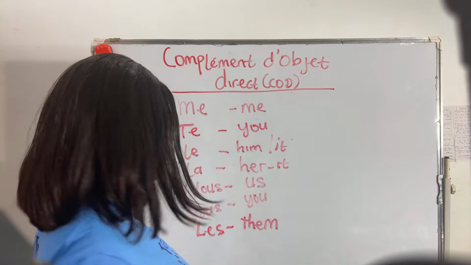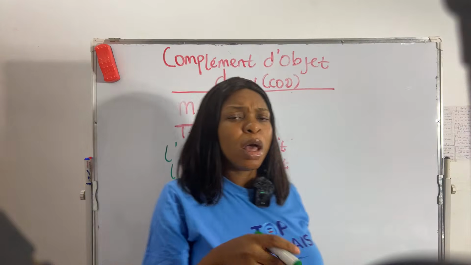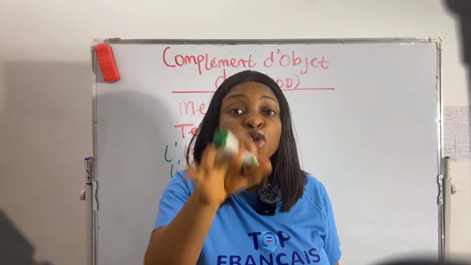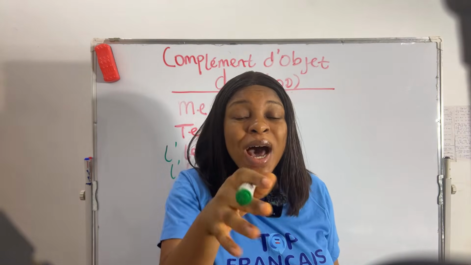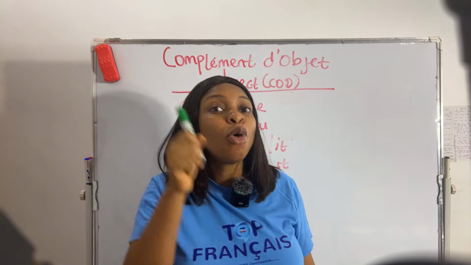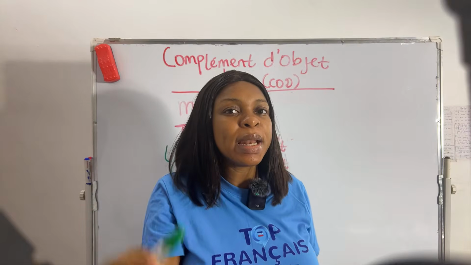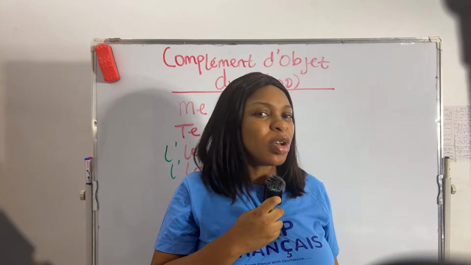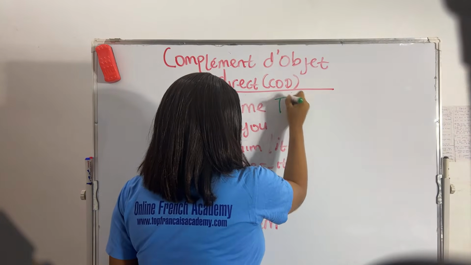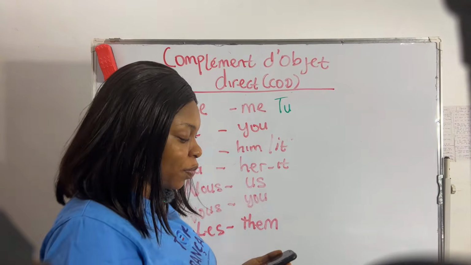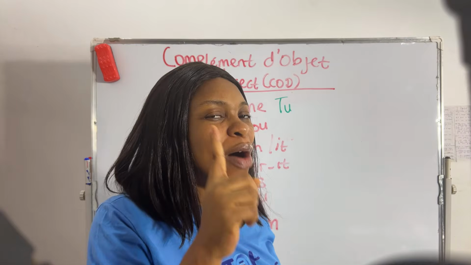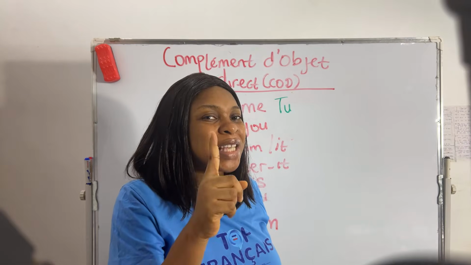So now let me break it down for you. I want to say you are seeing me. You as the subject now. You are seeing me. Don't forget, COD responds to who and what. So who are you seeing? Me. So now, how do I say that? I will say "me". Don't forget that I told you earlier that COD comes before the verb, not after the verb.